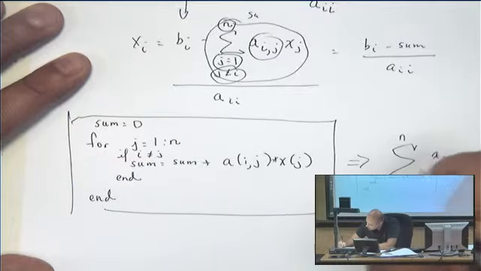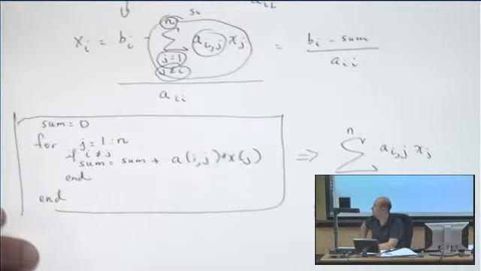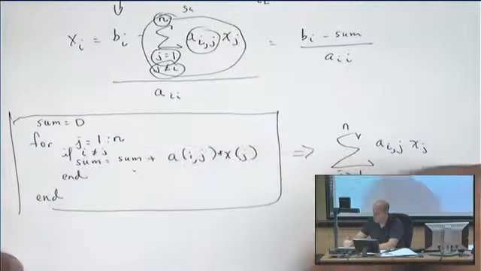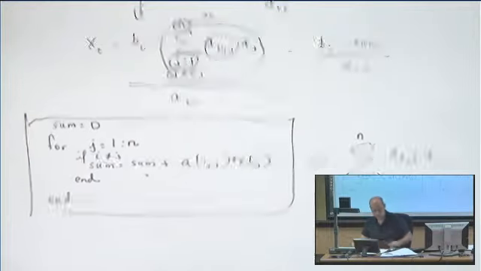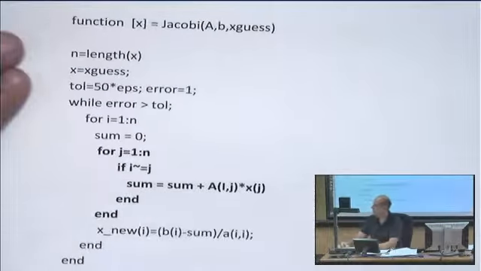Where j does not equal i. Okay, that's the programming version of that summation. So if I go to my code now, that's exactly what I did.